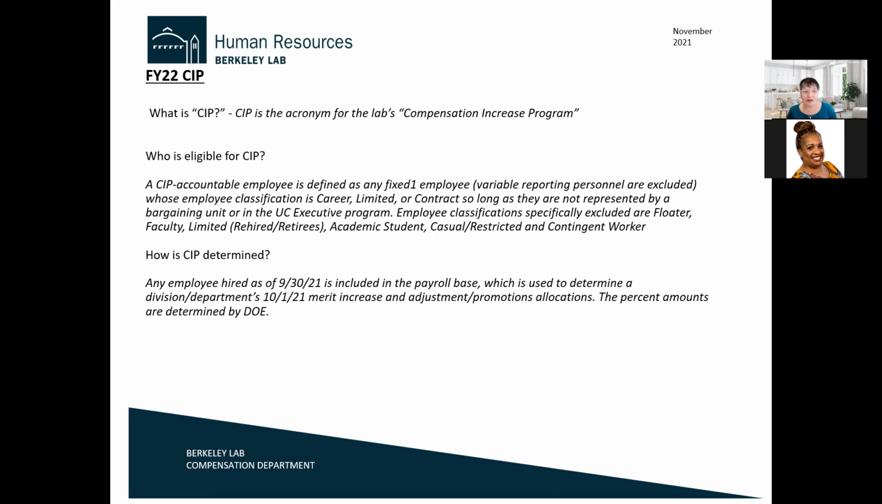The percentage amounts are determined by the Department of Energy. They're the ones that let us know what percentages we can allocate towards merit and towards adjustment and promotions. And this year, our merit increase allocation is going to be 3.3. We did get a little bit extra allocation for the adjustment and promotions this year, an additional 0.4. So basically though, for the field, we are going to be putting out 1.2.